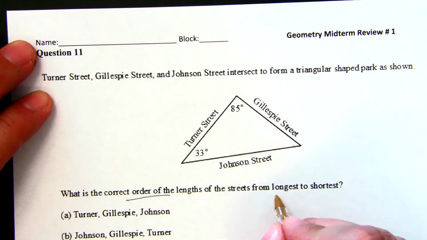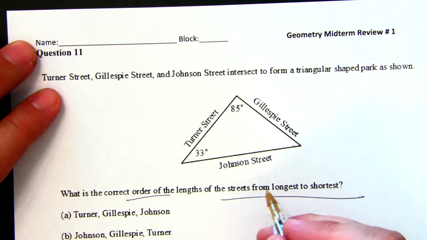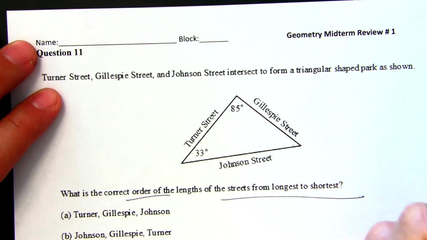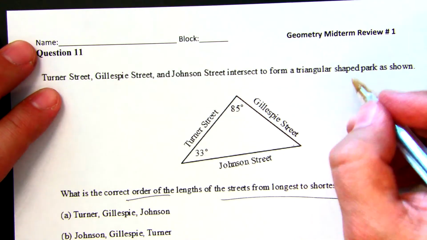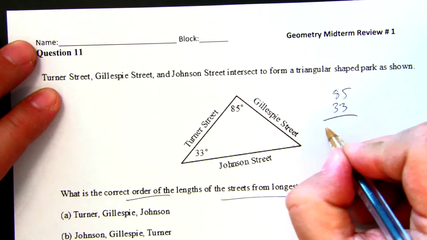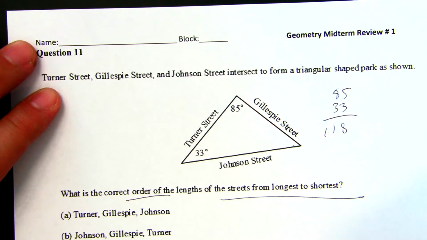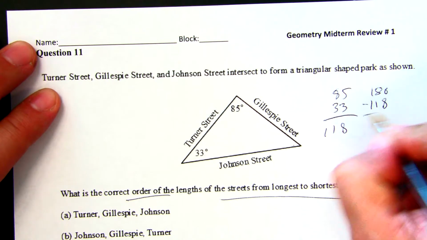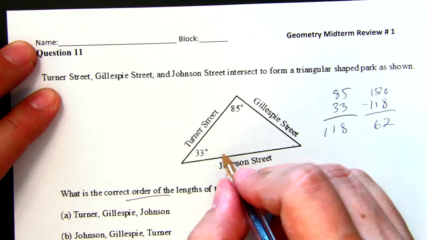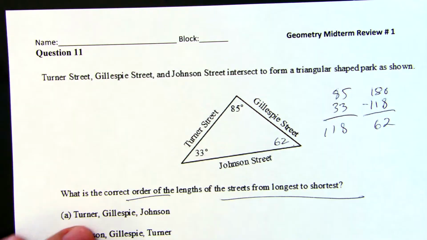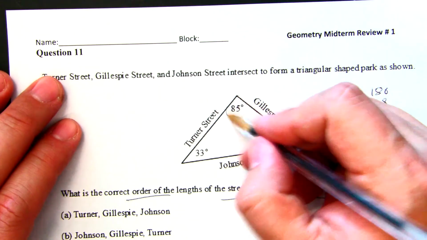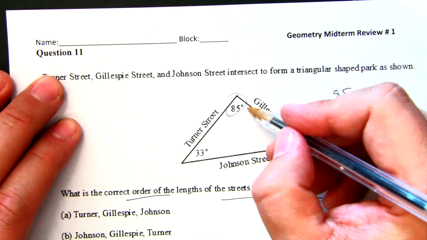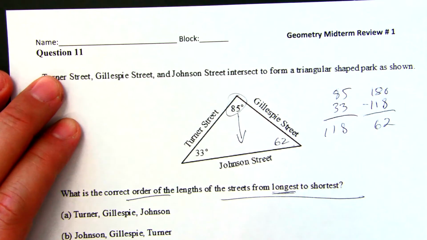So the order of the lengths, that's what I'm looking for, is the order of the angles, because I know the longest street is going to be across from the biggest angle. I only have 2 of the angles here, but I can find the other one because I know that they all add up to 180. So 85 plus 33 is 118, and 180 minus 118 is 62. So this one has to be 62. So now I'm just looking for the biggest angle, because I want to have the longest street first. The biggest angle is 85, and across from that is Johnson Street.